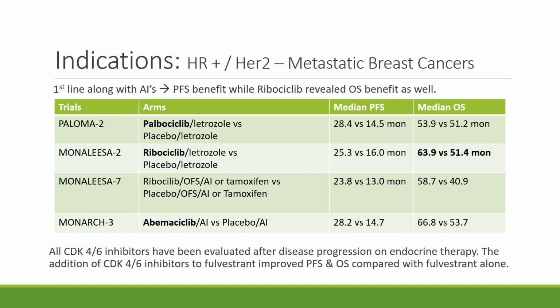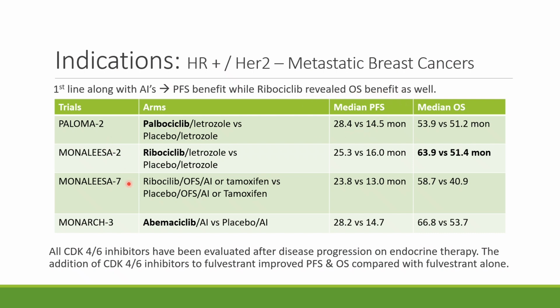Regarding indications, CDK4/6 inhibitors are indicated in hormone receptor positive, HER2 negative metastatic breast cancer, and these are indicated as first line along with AIs. And these CDK4/6 inhibitors revealed PFS benefit, while ribociclib revealed OS benefit as well.